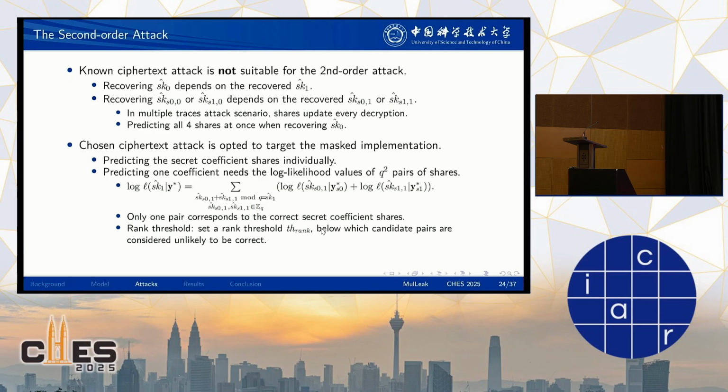Now, we talk about the second-order attack. The TCPA is not suitable for the second-order attack because of the dependency of the recovery of SK hat 1 and SK hat 0. The CCPA predicts the secret coefficients individually, thus it is opted to target the masked implementation. When predicting a coefficient, we need the log-likelihood values of Q-squared pairs of shares. In these Q-squared pairs of shares, only one pair corresponds to the correct secret coefficient shares. We set a rank threshold to prune some of the incorrect pairs.